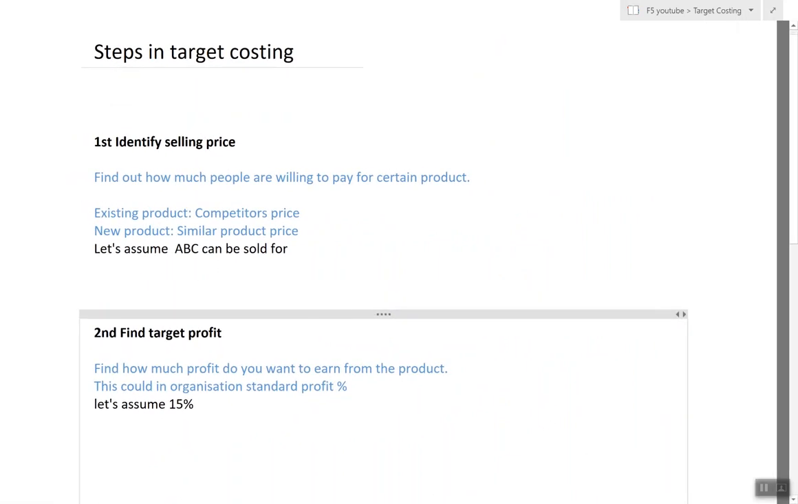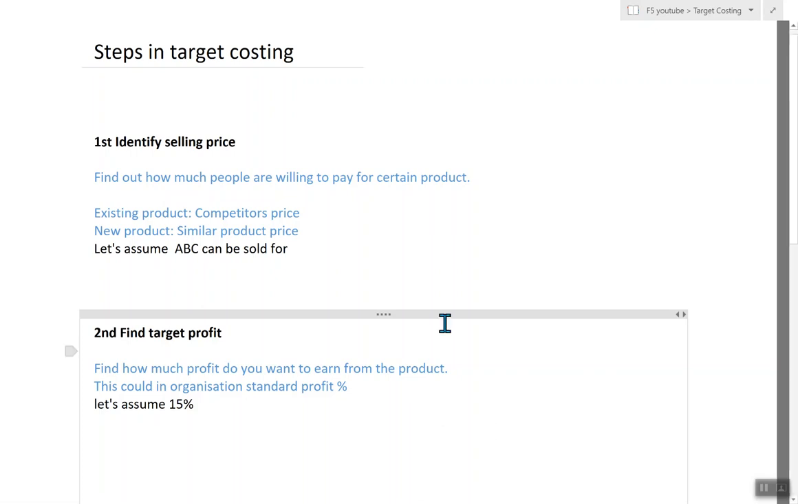Selling price is the price that people are willing to pay. If your product is an existing product, which means it is already in the market, there is another supplier that is selling the product, you could look at that competitor's price. Or if your product is a new product which doesn't exist in the market, you should look at the price of a very similar product. There will be a product that will be very similar to your product, being a little bit better or worse than that product. So you can decide price according to that.